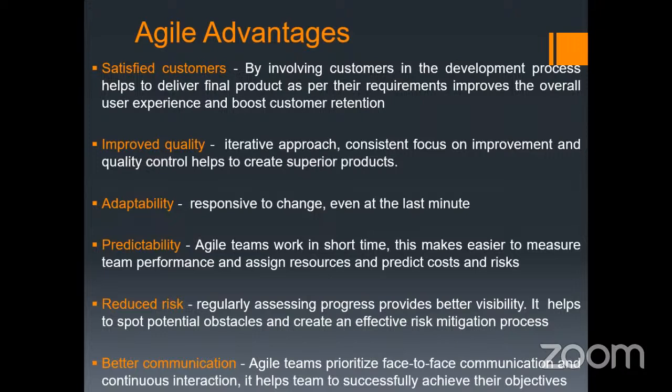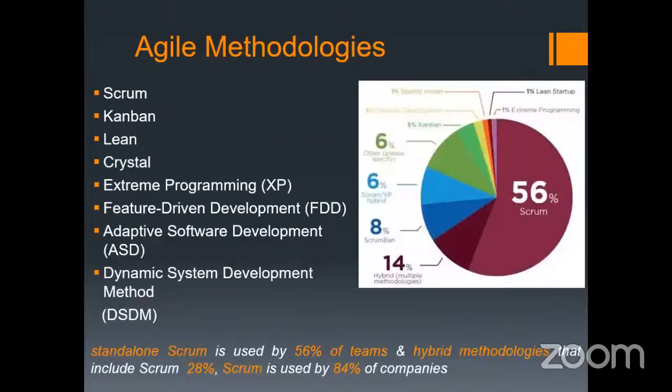By regularly assessing the progress, you provide better visibility, and as you get better visibility, you can find out what obstacles are there and how you can mitigate the risk of those obstacles. Then better communication. Agile teams prioritize face-to-face communication and continuous interaction. It helps the team to successfully achieve their objective, that is delivering a better product to the customer. Now there are many Agile methodologies like Scrum, Kanban, Lean, Crystal, extreme programming.